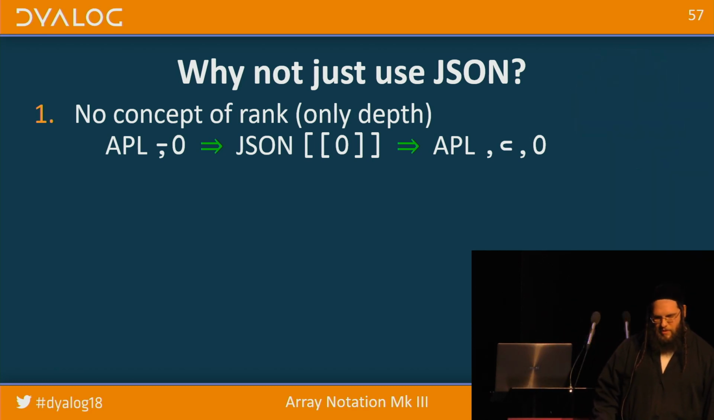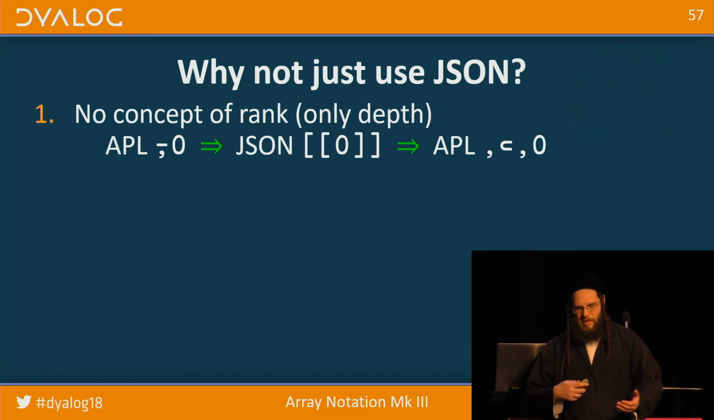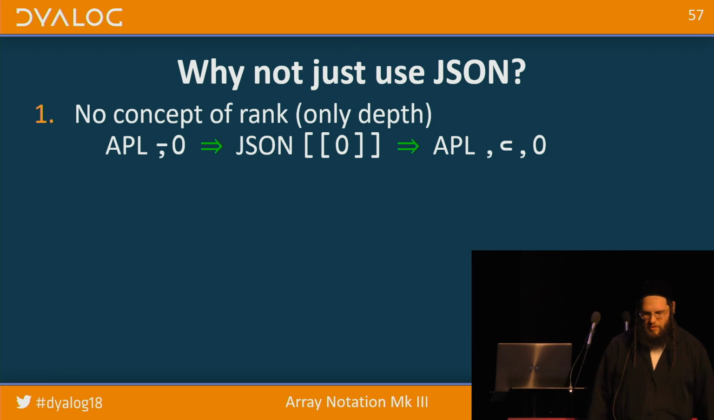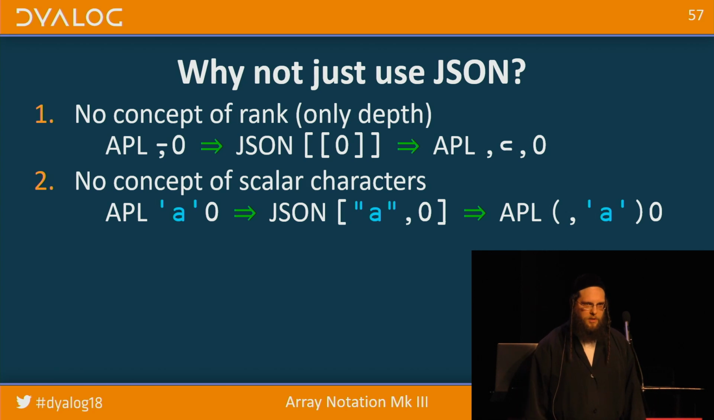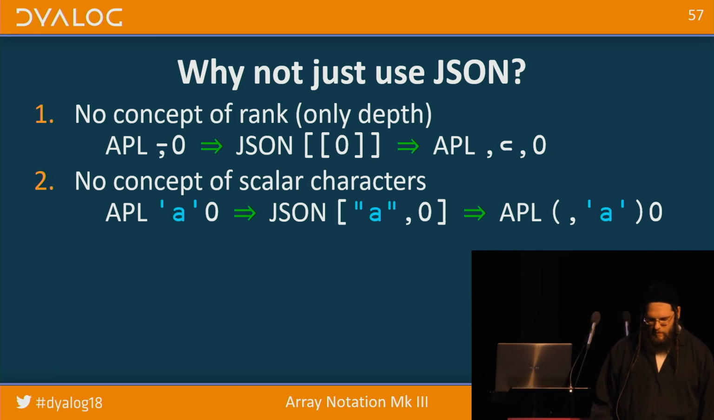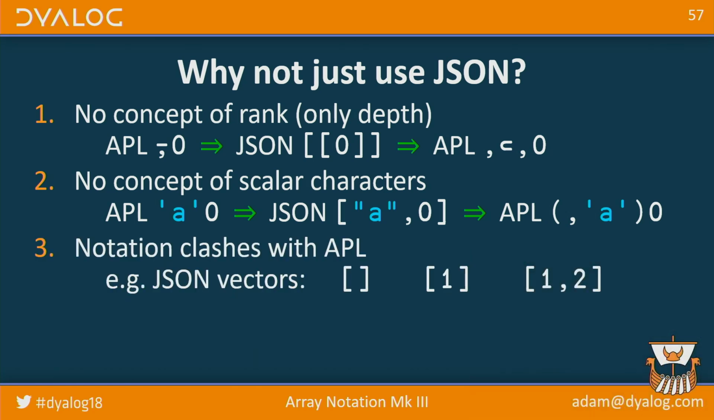That means that JSON can't distinguish between a one-by-one matrix and a vector of a vector. So there's a lot of loss of information like this. It doesn't have the concept of a character. It only has the concept of a string. And so that means you can't just round trip to JSON and back. And the notation clashes with APL.